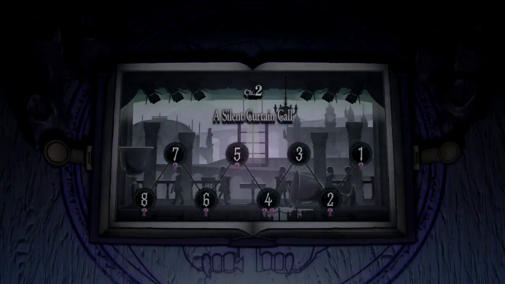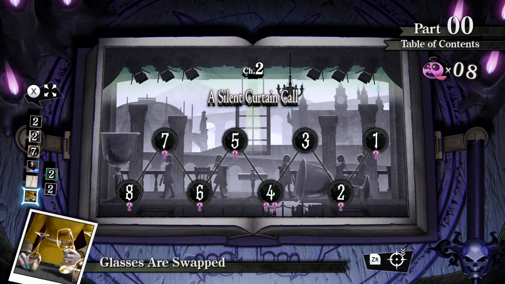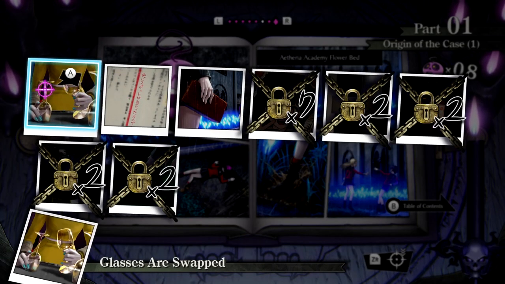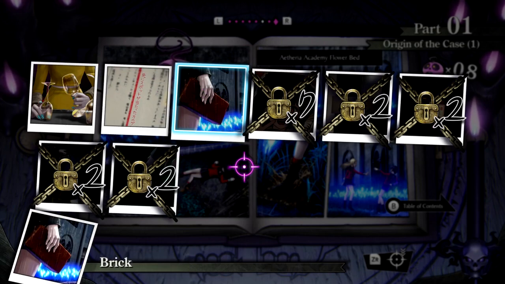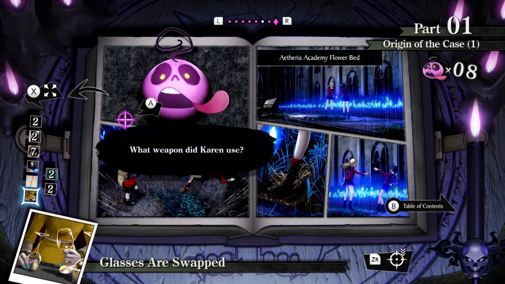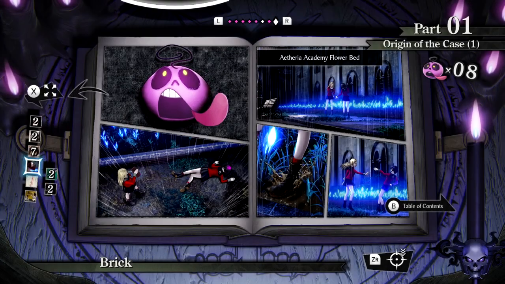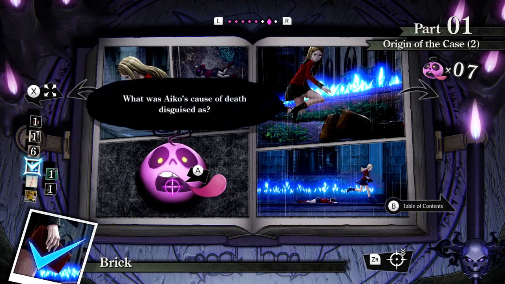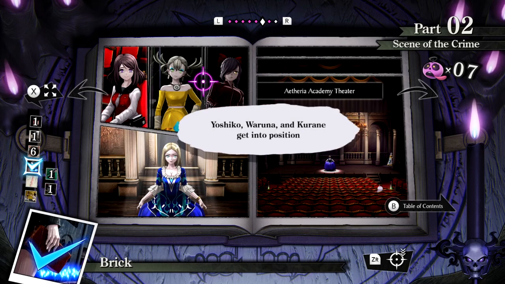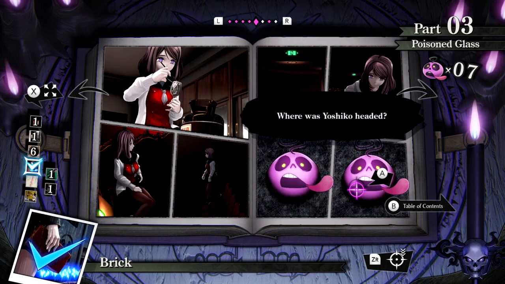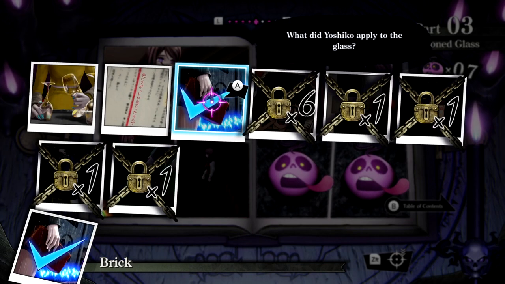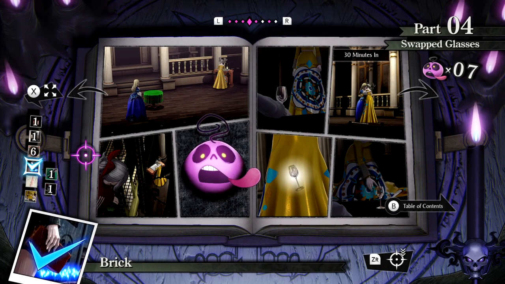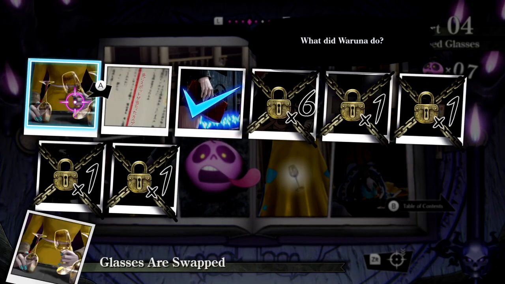Deduction denouement. Alright, what do we have here? Let's look at our pieces. Glasses are swapped, note in the script, the brick. Okay. What weapon did Karen use? Psycho's cause of death. We don't have that unlocked yet. Where is Yoshiko headed? I don't think we have that unlocked yet. Excuse me. I got glasses swapped in the script. Okay, so we swapped the glasses here.